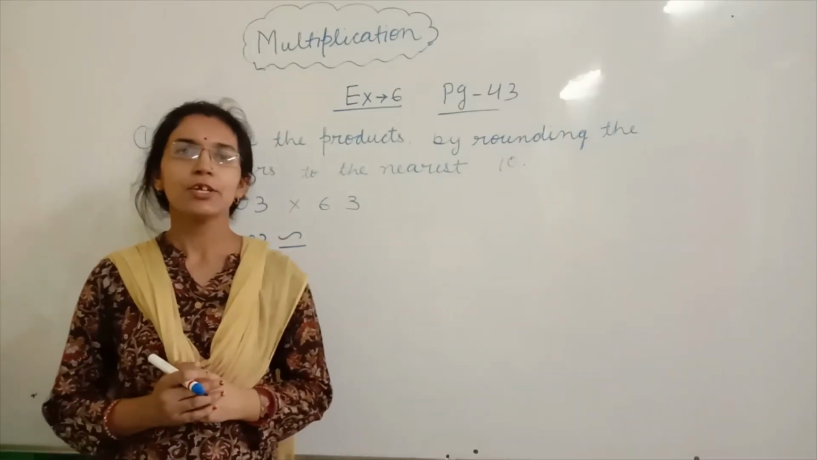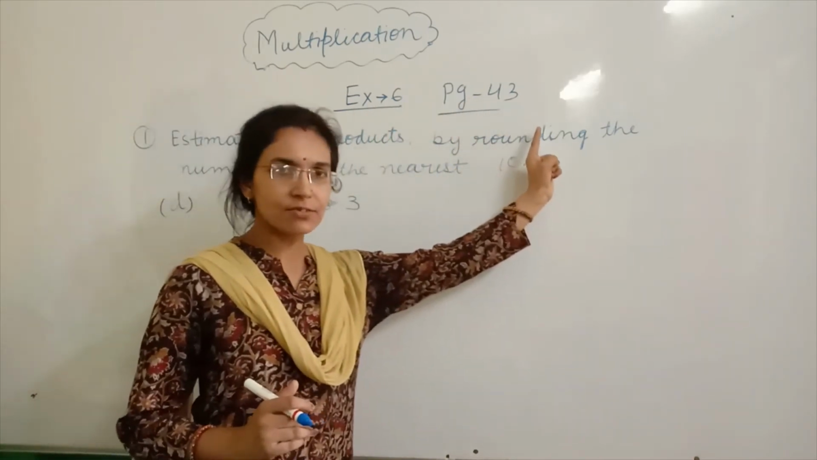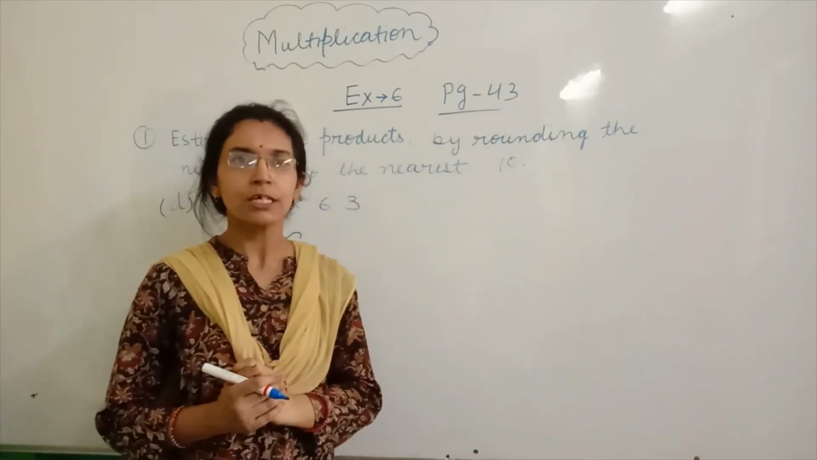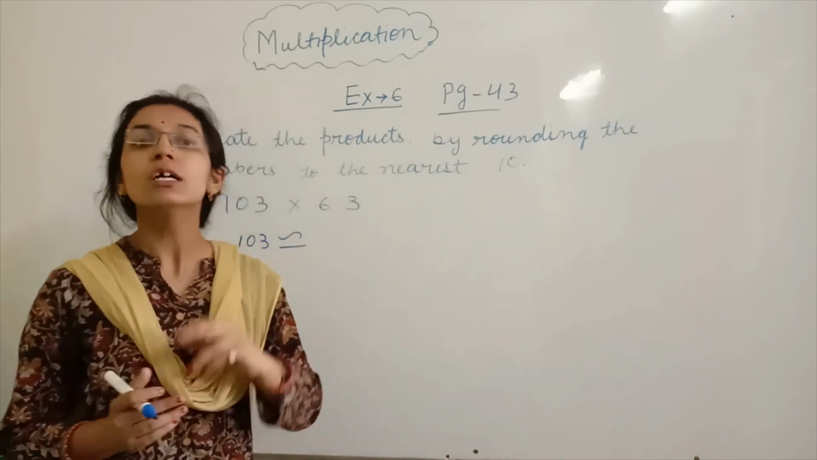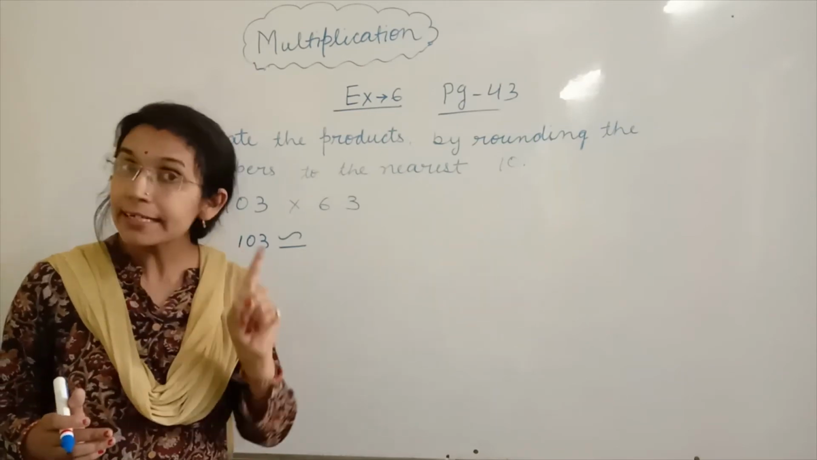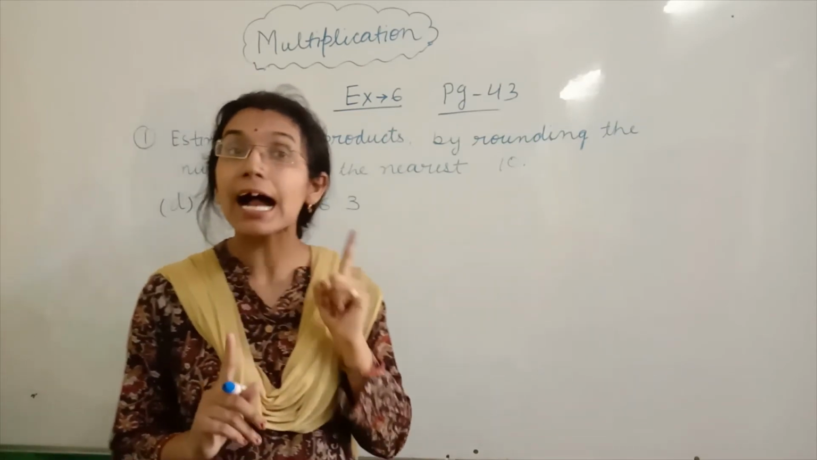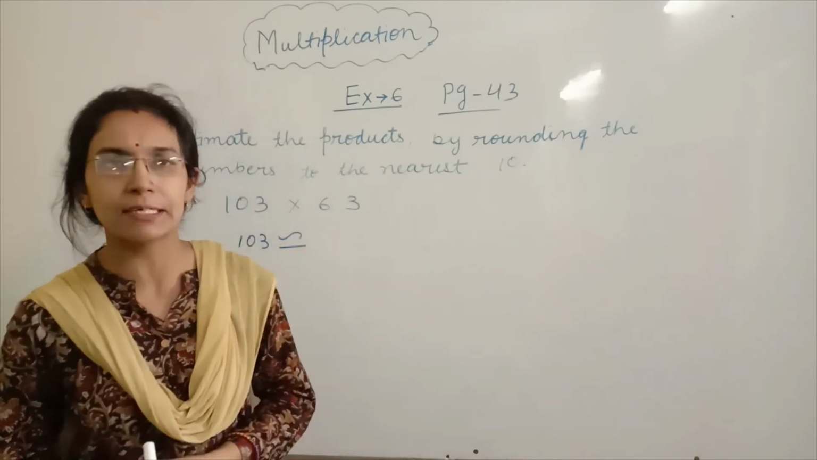Okay children, now I am going to explain exercise 6, page number 43 of your Maths Time book. This question is different from the other questions as we have to round the numbers in this question. We have already gone through the rounding concept in large numbers, so I am just repeating that concept and then we will do the multiplication.